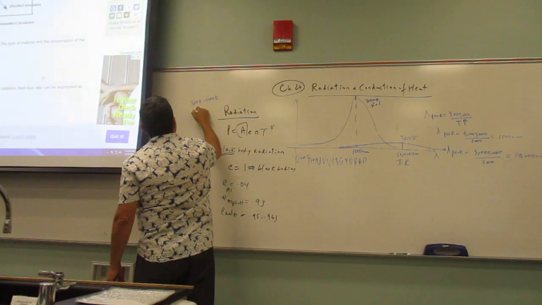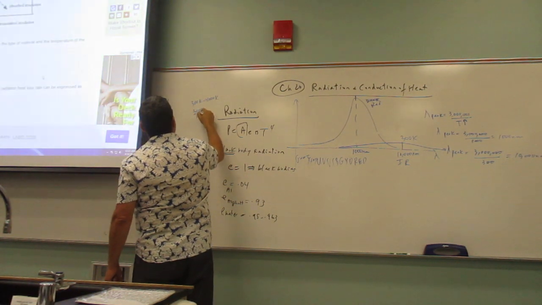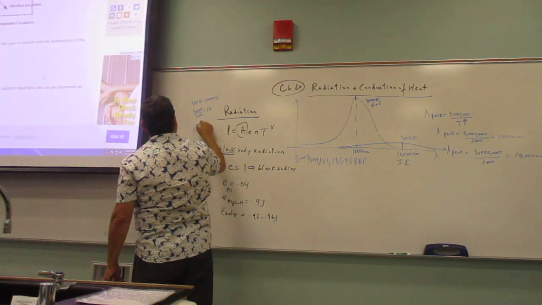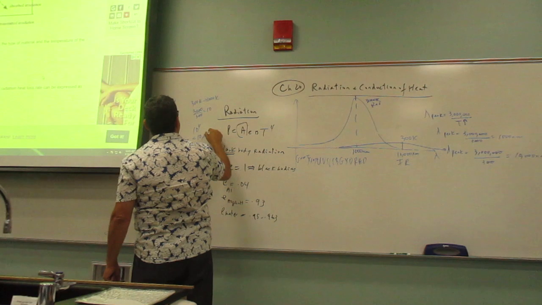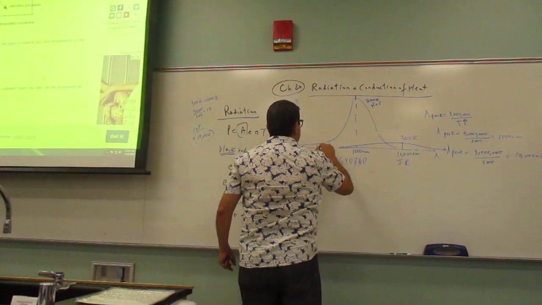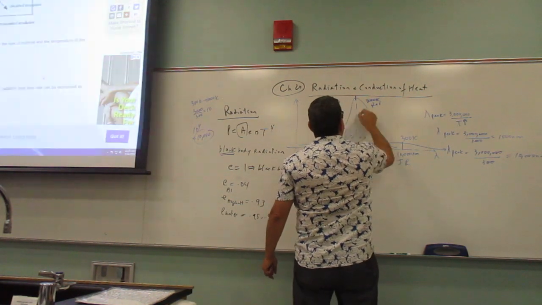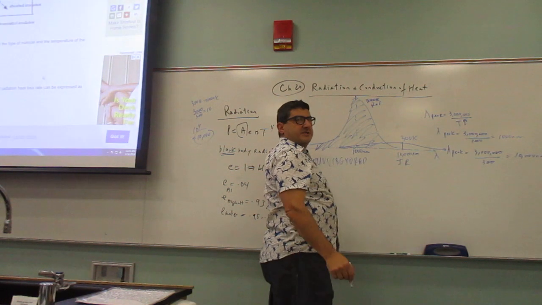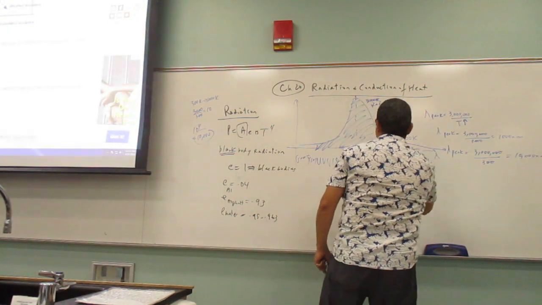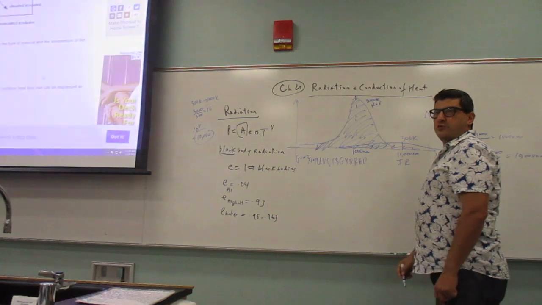That's a ratio of 10. 10 to the power 4 is what, 10,000? Mm-hmm. That means this area is 10,000 times that area. Wow. So how do we show that?